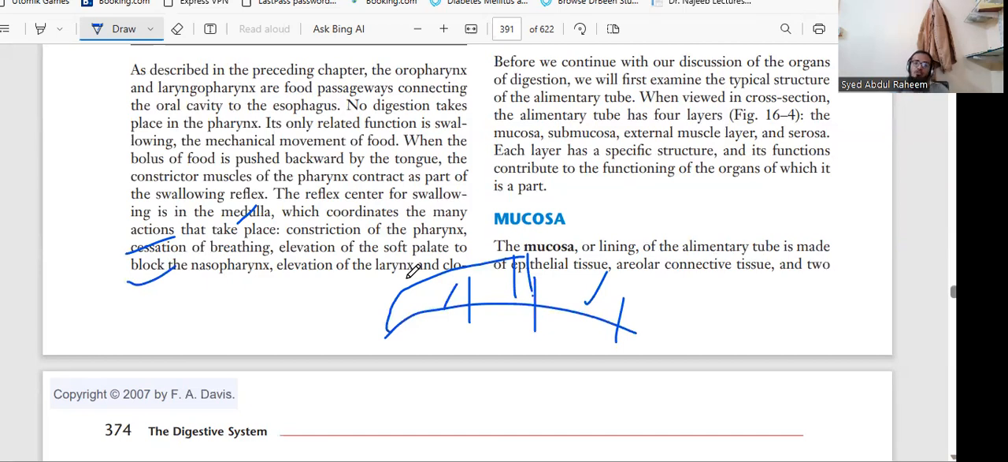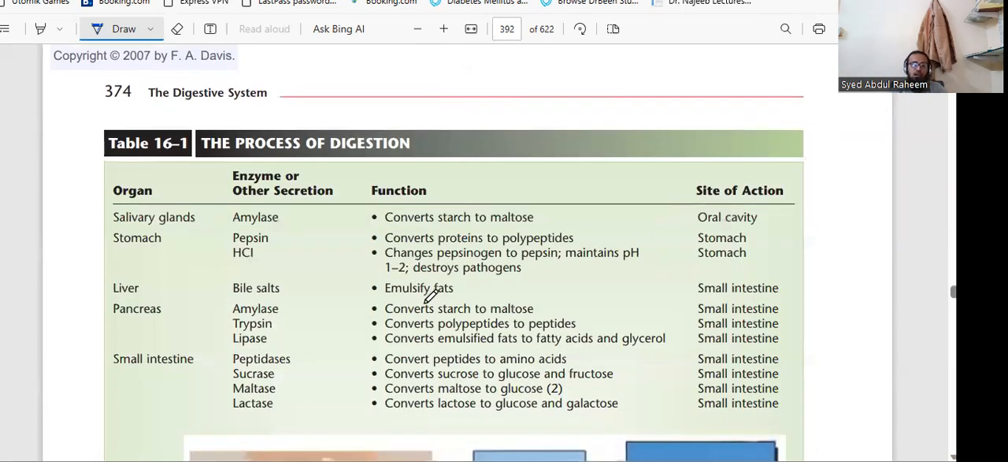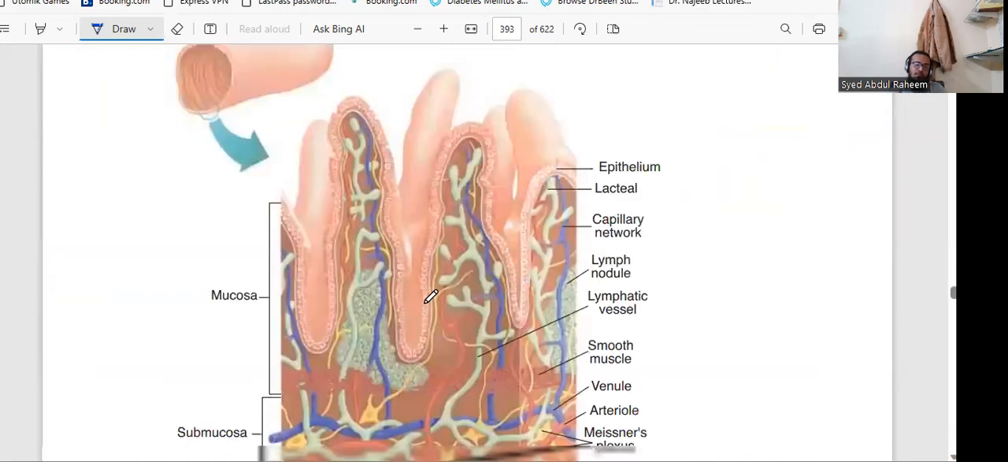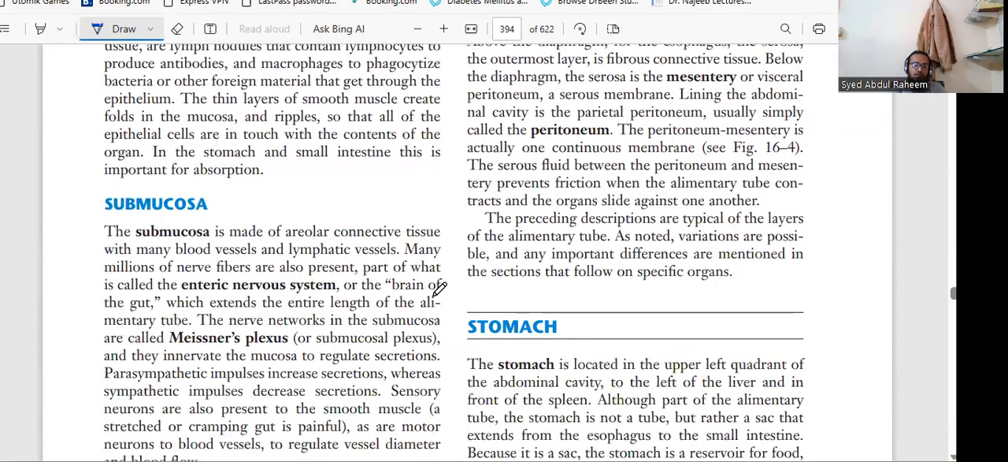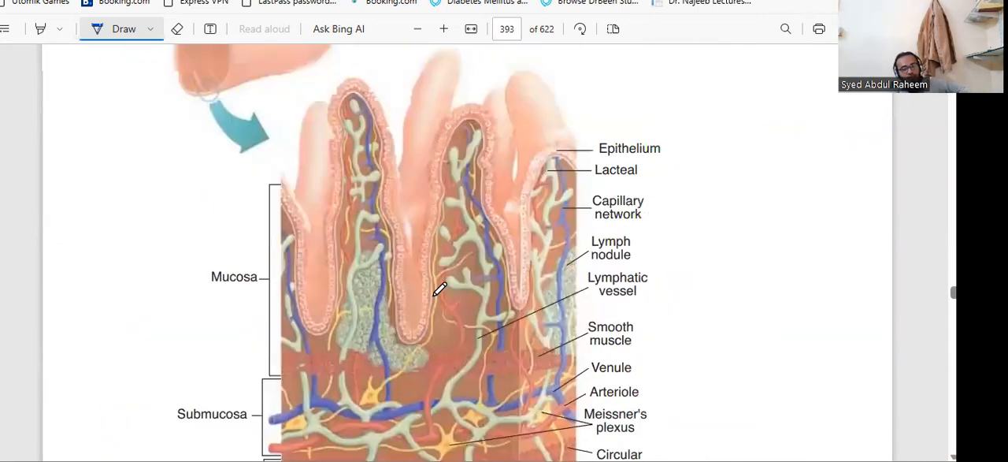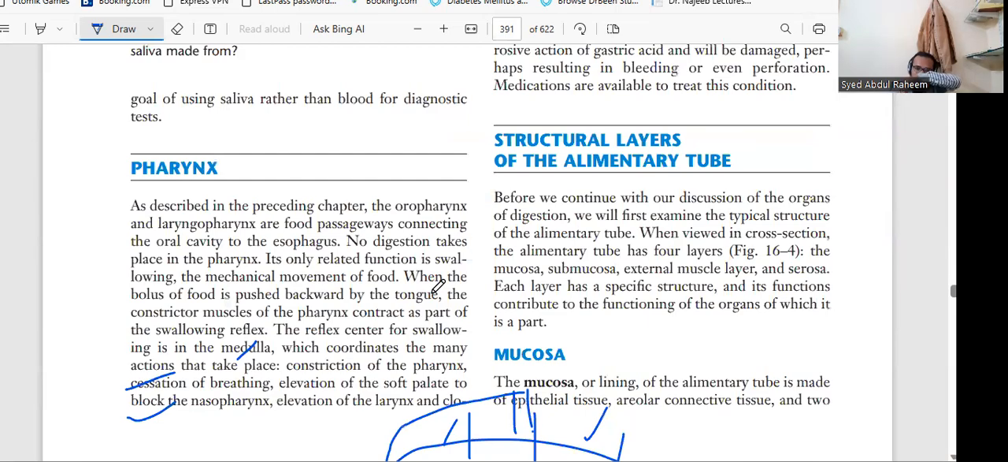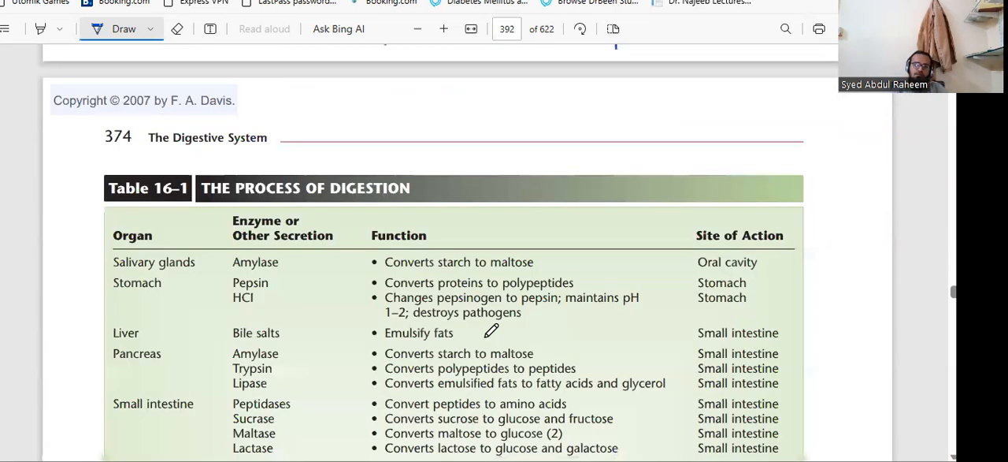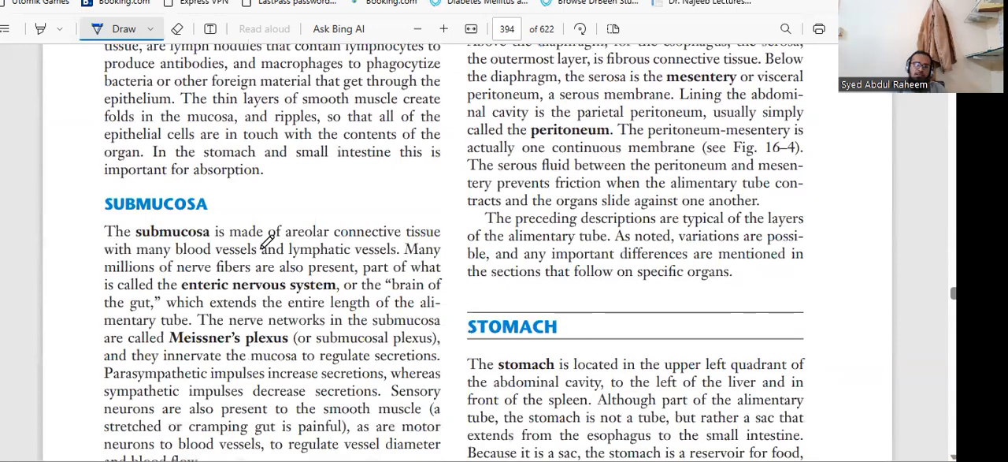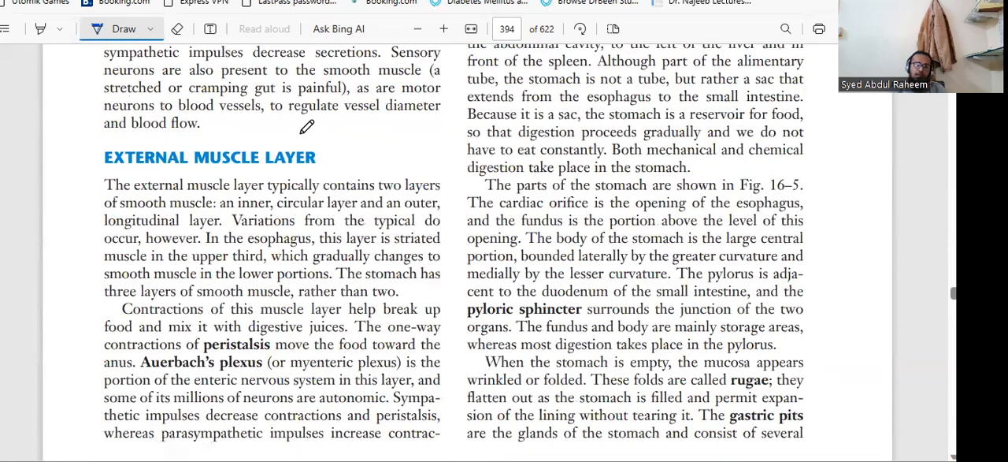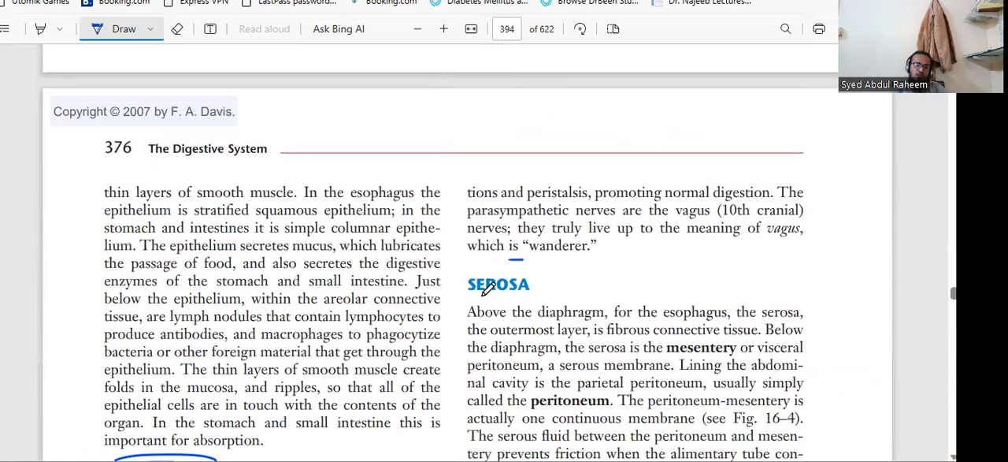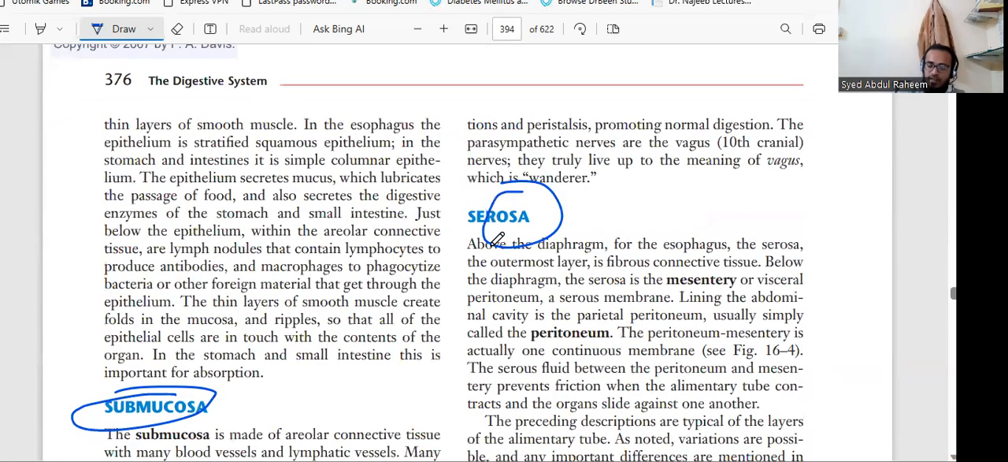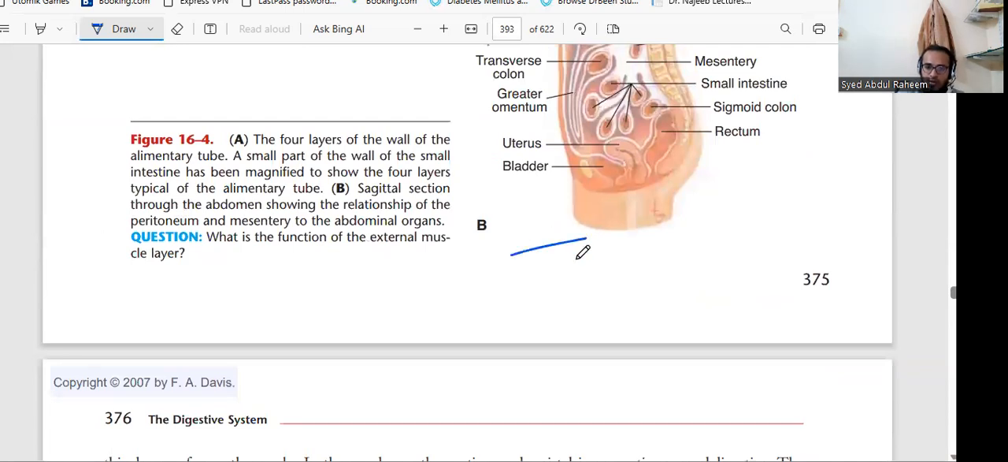So in the digestion area, we have the lining. What is the lining and what is it made up of? We will talk about that here. We have four layers. How many layers? Four layers. Mucosa, next is submucosa, external muscular layer, and serosa. So the first layer is mucosa, then submucosa, muscular layer, and serosa.